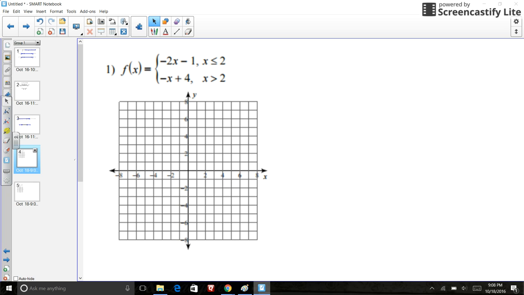Hey guys, so here is just a quick how-to on piecewise functions. These are not the exact questions that are on your worksheet, because I want to actually show you what's going on so that you can do it. So I'm going to go in.